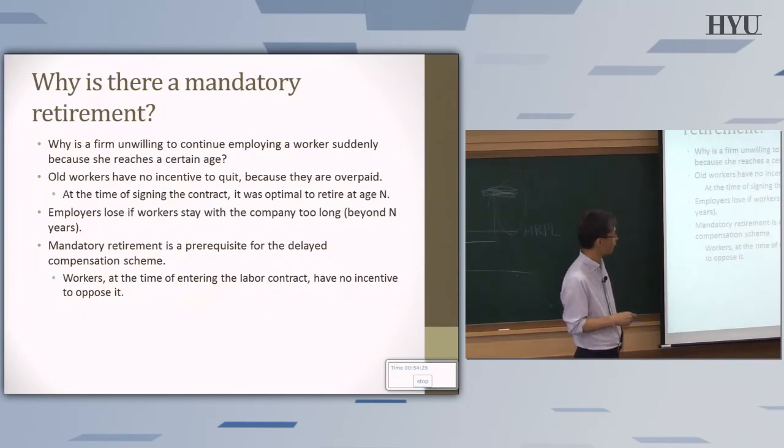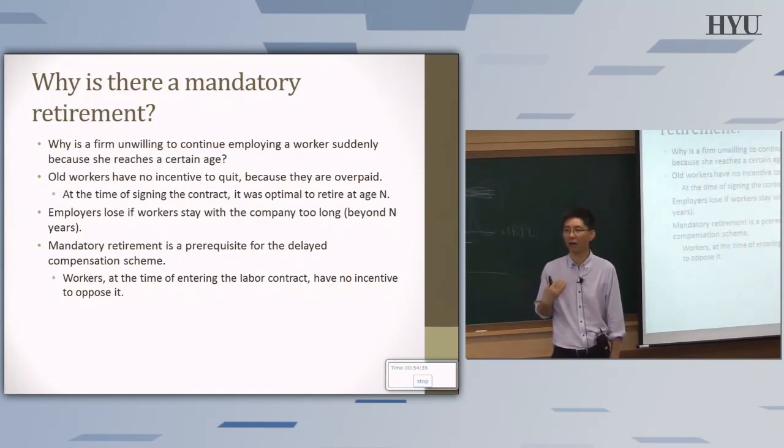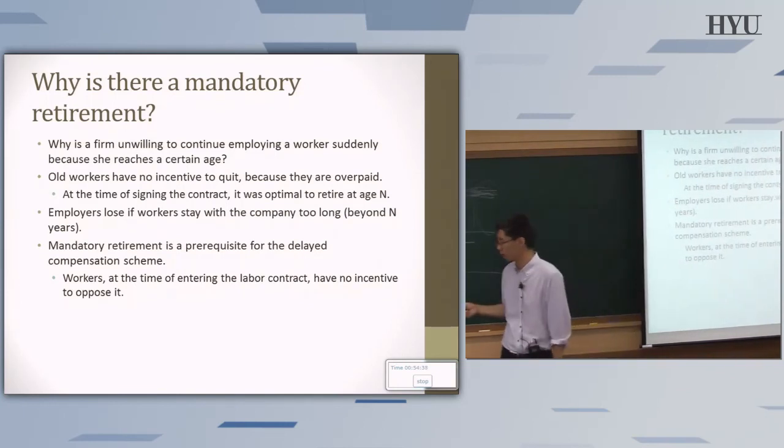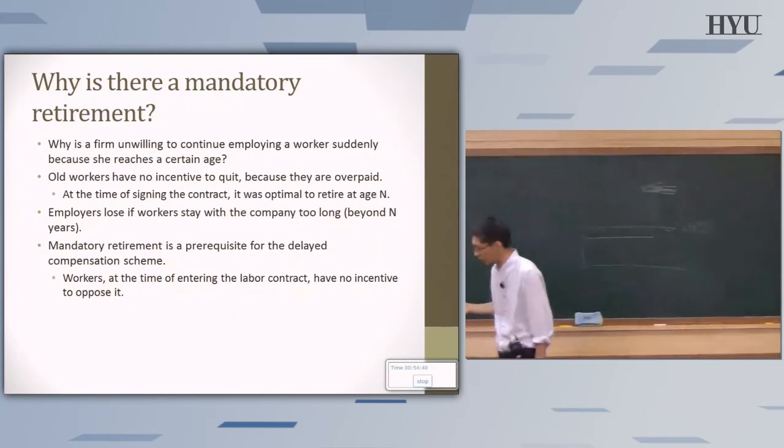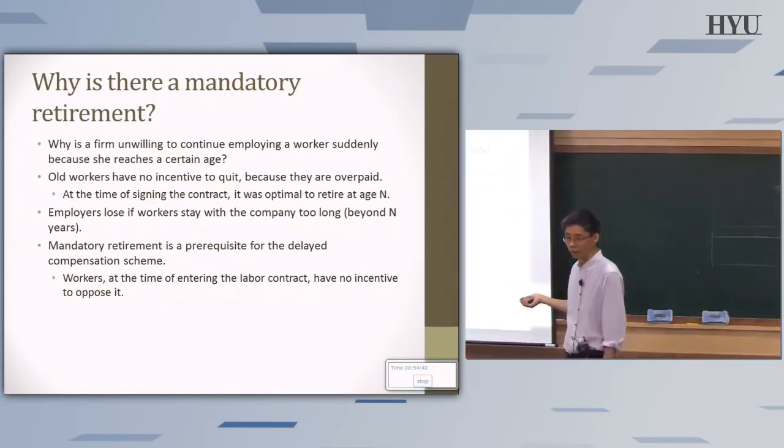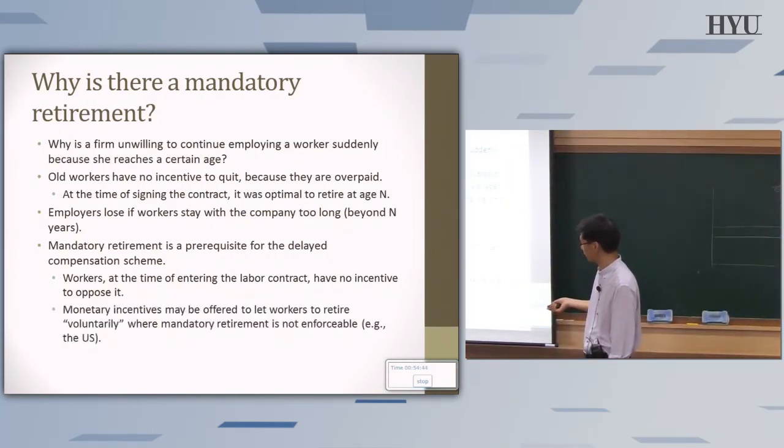Okay, so at the time of entering the contract, from workers' point of view, mandatory retirement age looks okay. Even though when you get old, it looks different, while you are young, you know the whole contract level, the whole compensation level, so it seems to be fine at first.